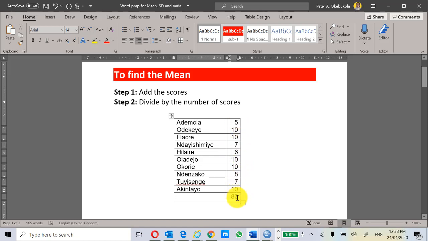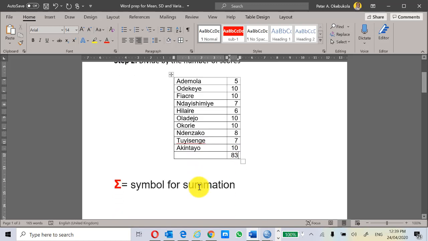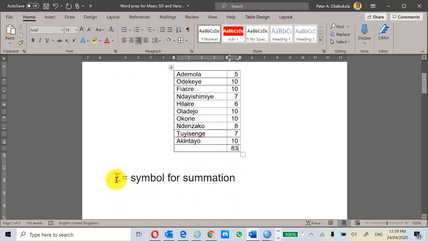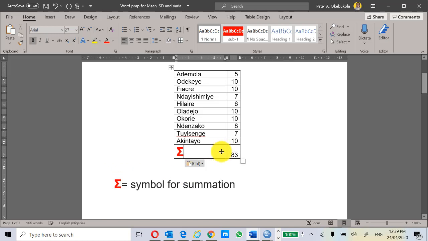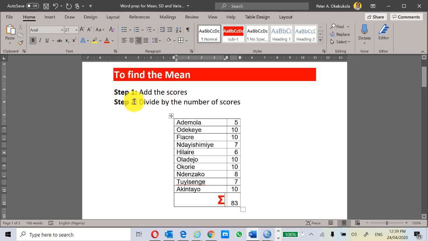They say, well, let us have a symbol which will represent summation. So they've come with this symbol, sigma. It's a Greek letter. I think one of the letters in the Greek alphabet is called sigma. So we have added everything up here. So I'm going to put the sigma here. So let me put it on the right. So this is sigma. I've added everything. So that's step 1. Step 2 is divide by the number of scores.